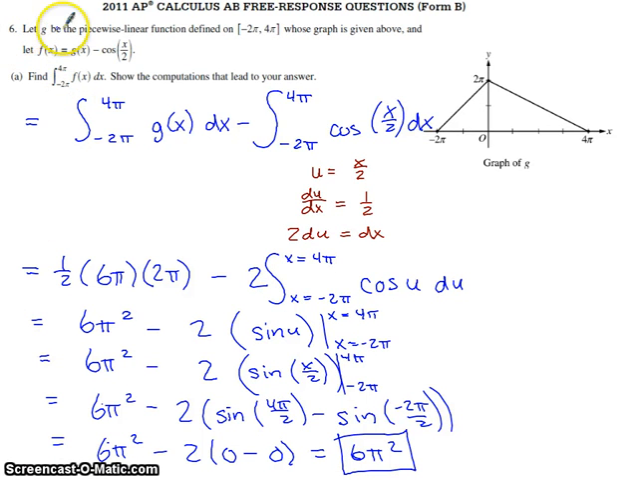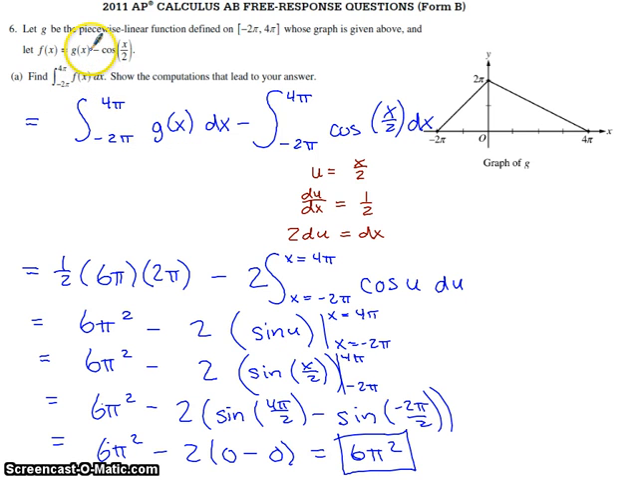So this is problem number 6 from the 2011 AP Calculus AB Form B exam. And this is a non-calculator problem, and the problem setup is basically that we have this function f of x, it's equal to g of x minus cosine of x over 2, and we have this graph of g of x to work with. And then in part A we want to find the value of this definite integral.